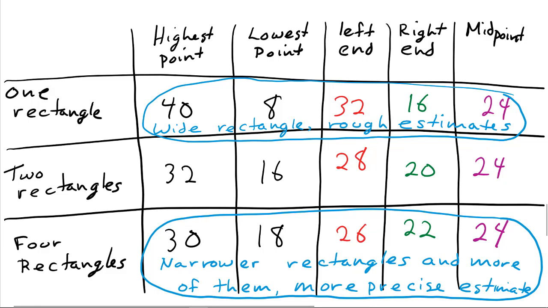The midpoint estimate has stayed exactly the same in all of these. That's a coincidence of the particular problem we're doing. The midpoint estimate does not always stay the same as you increase the number of rectangles. That just happened in this problem. And the midpoint estimate turned out to be between the left end estimate and the right end estimate. And again, that happened on this problem. It's not guaranteed to happen on all problems.